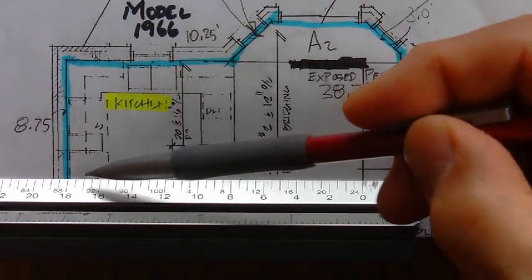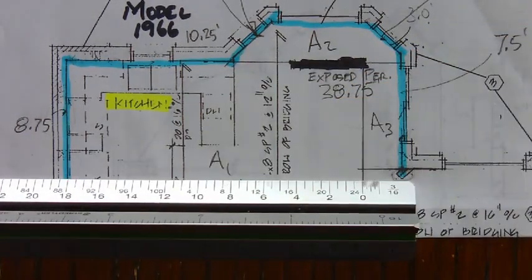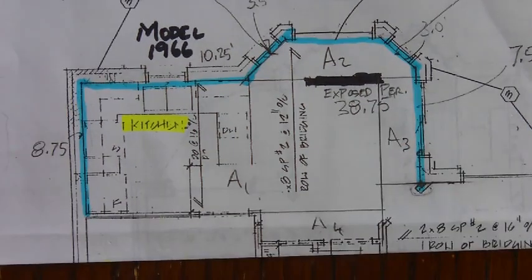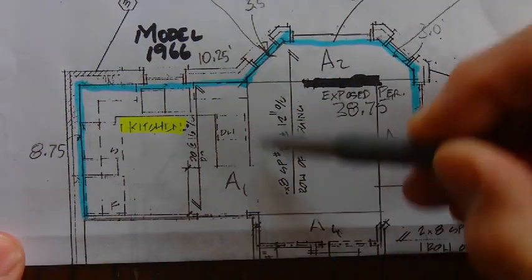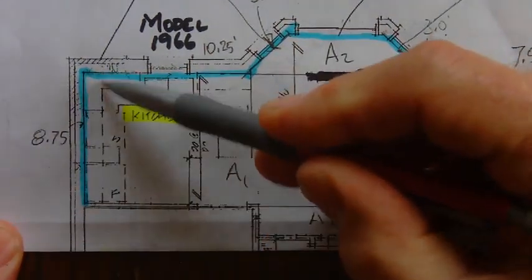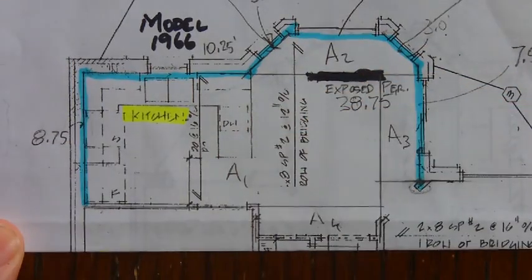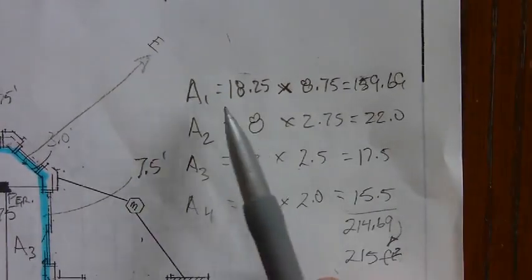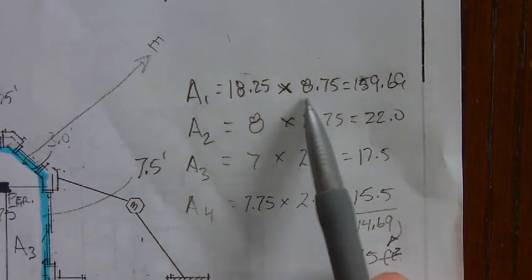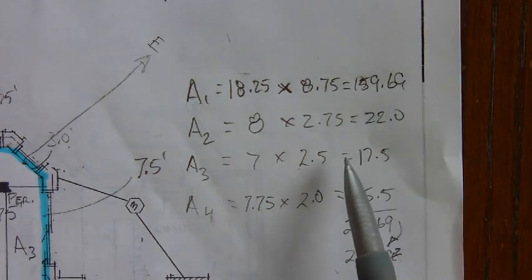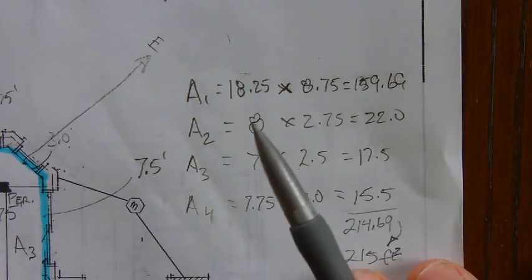We can see that we are just beyond 18 feet, so we'll call that 18.25 feet. And we need the width, so you can see that we've already determined the width in this case to be 8.75 feet. And so I've jotted down 18.25 times 8.75, and that at the moment equals 159.69 square feet.